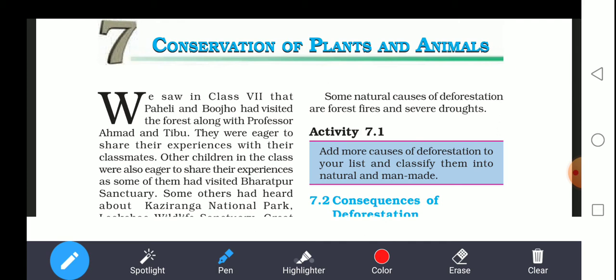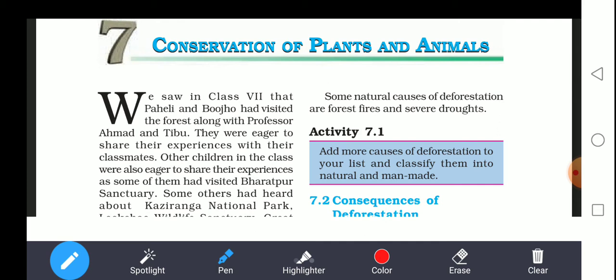Today we will learn a new chapter, chapter number 7, conservation of plants and animals. In this chapter, we'll learn how to conserve plants and animals, and why we conserve plants and animals.